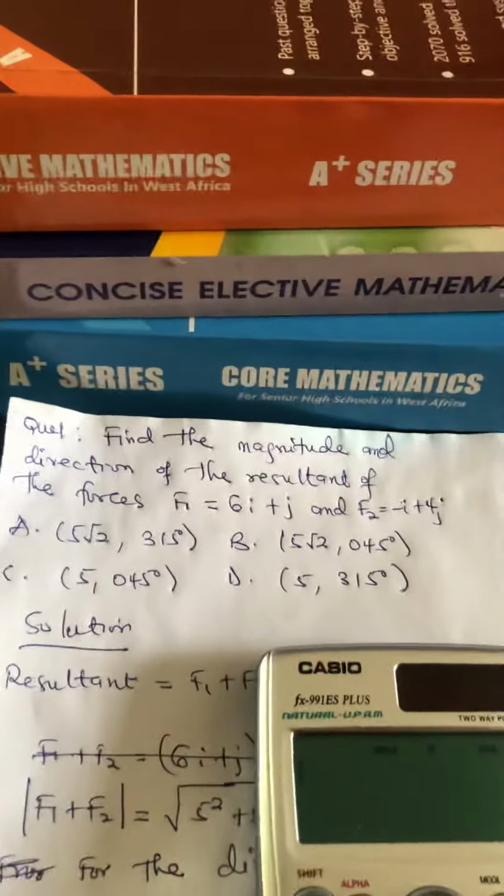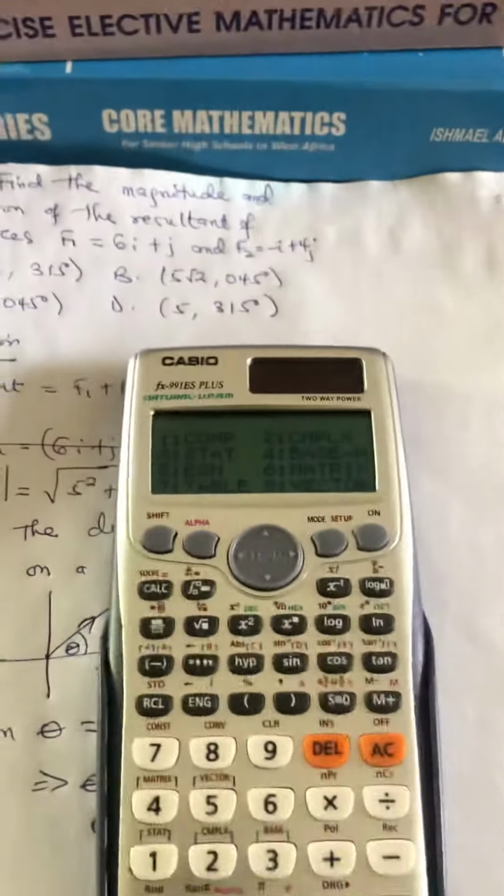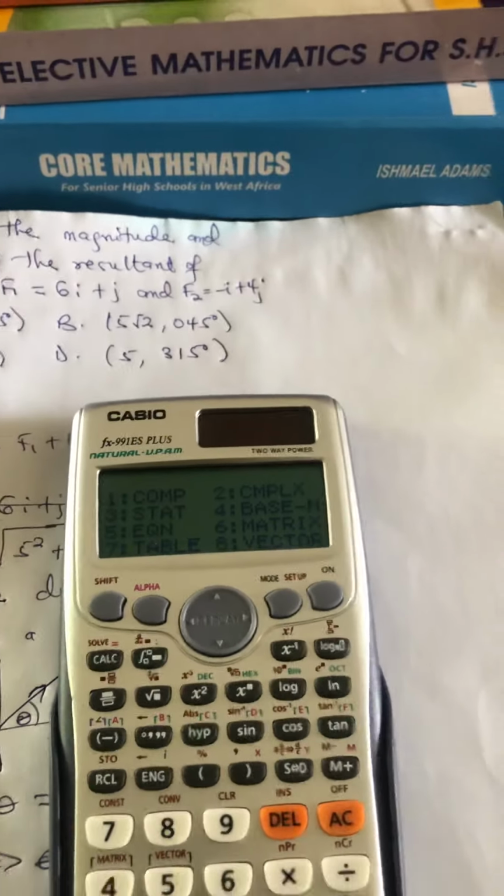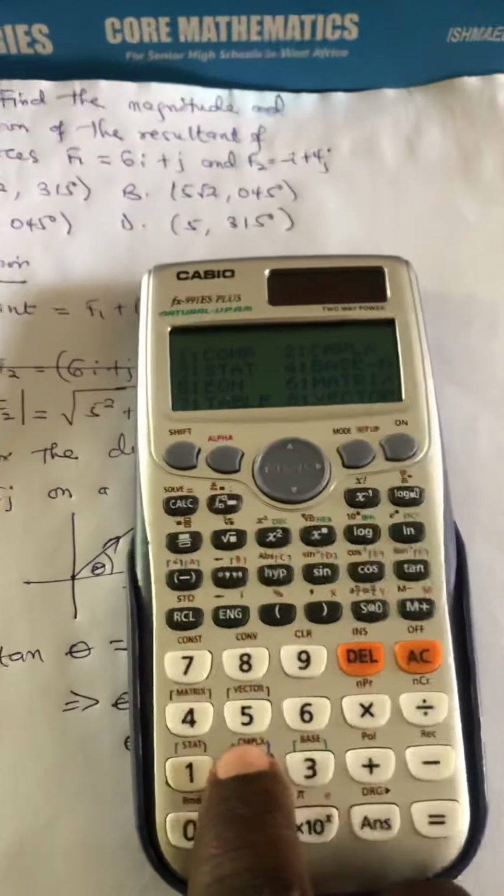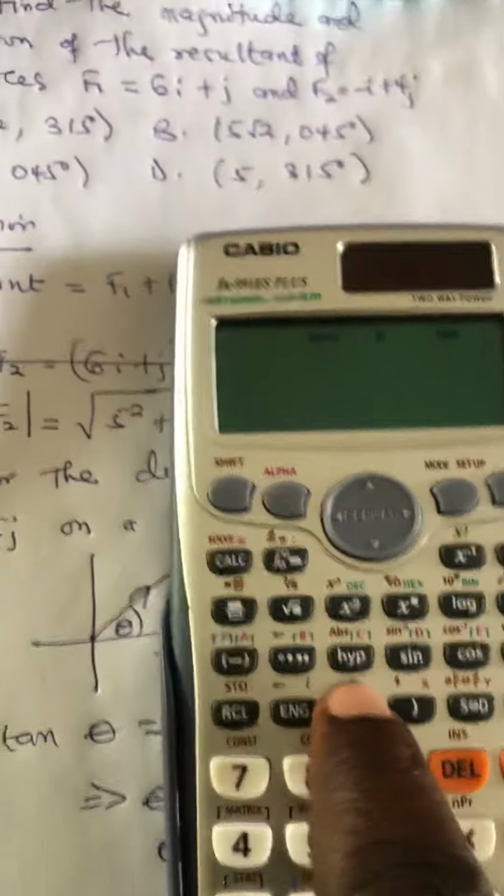First of all, I press mode, I select complex. We solve this question under complex, so complex is 2. So I need to find the resultant, so I add the two forces.